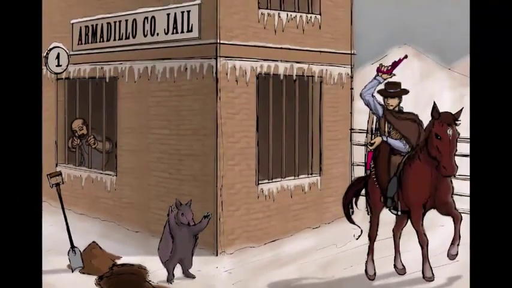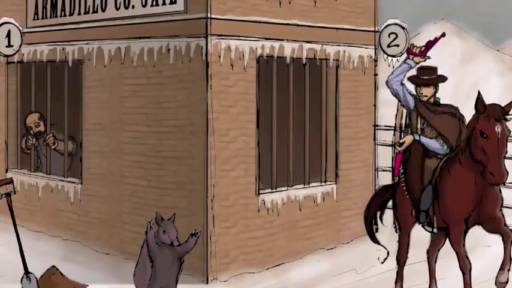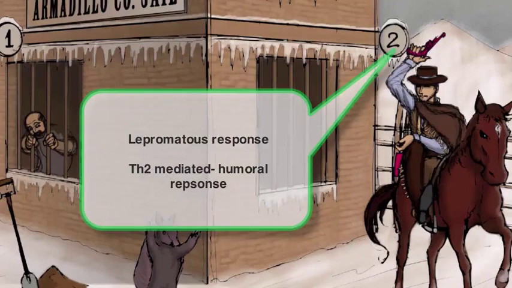Okay, now that we've talked about the tuberculoid infection, which is generally well controlled, what happens if the body can't fight the infection appropriately? Well, we'll move on to the second side, to jail cell number 2, to demonstrate the lepromatous presentation. The number 2 refers to Th2 cells being the predominant immune response, and if you remember from immunology, Th2 cells promote the humoral response.